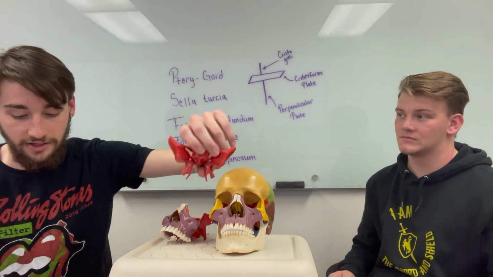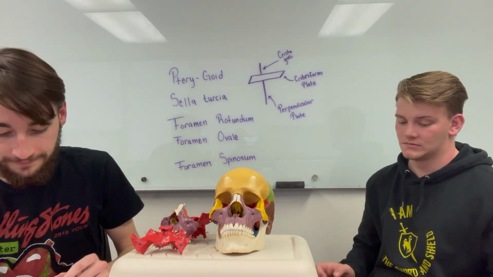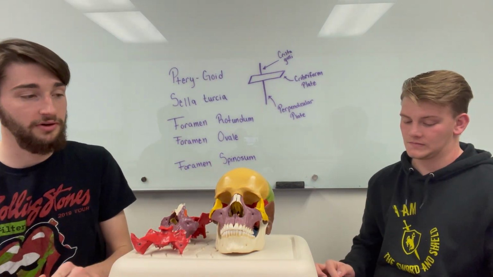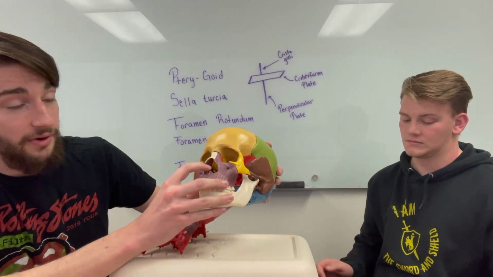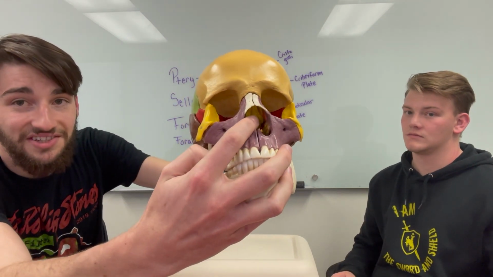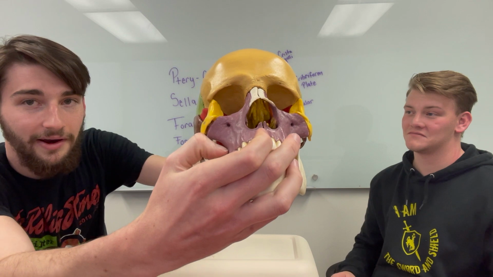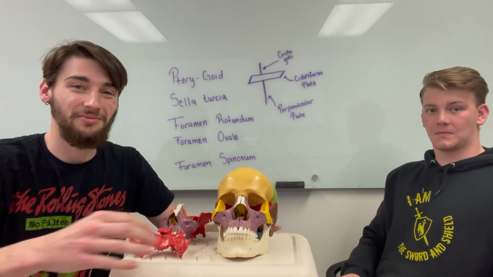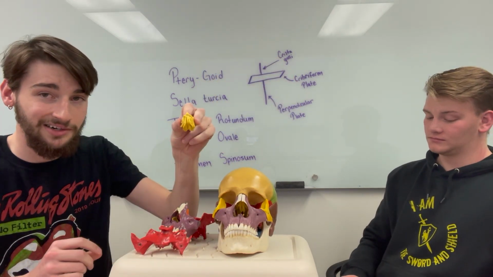All right, next we're gonna move on to the ethmoid bone. The ethmoid bone is going to be found all the way up inside of our head. You can kind of see that yellow bone way up in there, right? It's kind of hard to see when you have the other bones with it, so just like the other ones, we've removed it for you.